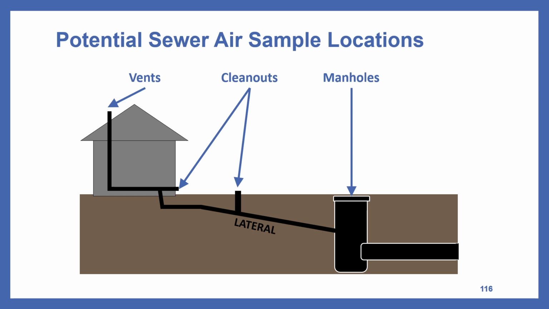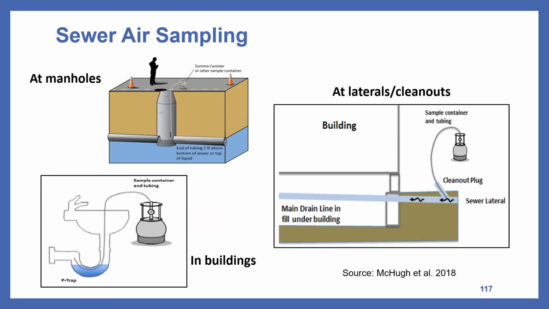So let's wrap up attachment 3 with some examples of options for sampling sewer air. At the top left, we have sampling from a manhole, and in this particular drawing, a Summa canister is deployed at the surface, and then a long tube with a weight is placed down to just above the liquid level, and that's how the sample is collected. Another option might be to suspend a passive sampler to get this type of sample.